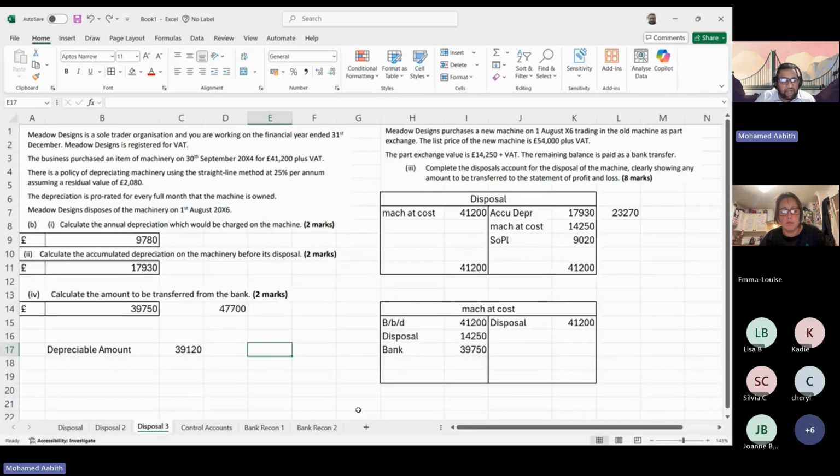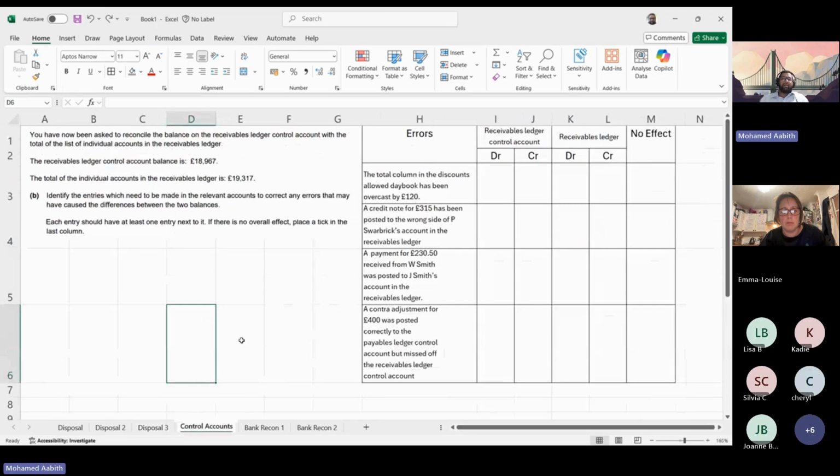I have a question which turned up in one of the practice assessments. This is how a question will look. They're asking here, you have now been asked to reconcile the balance on a receivable ledger control account with the total of the list of individual accounts in the receivable ledger.